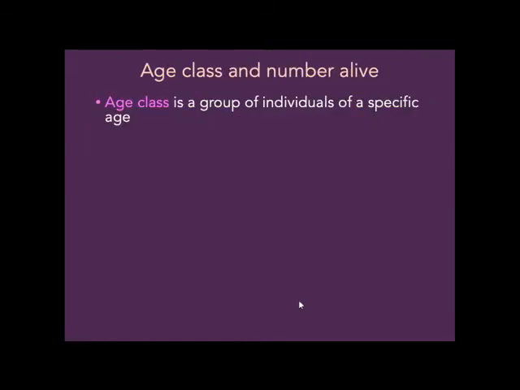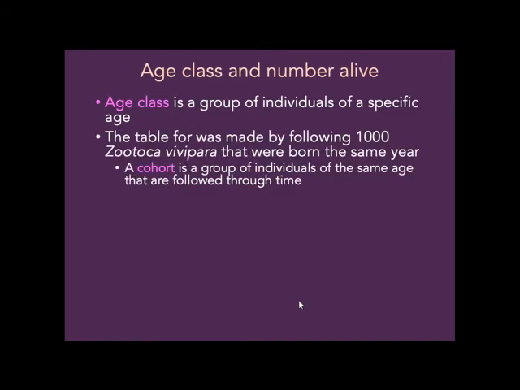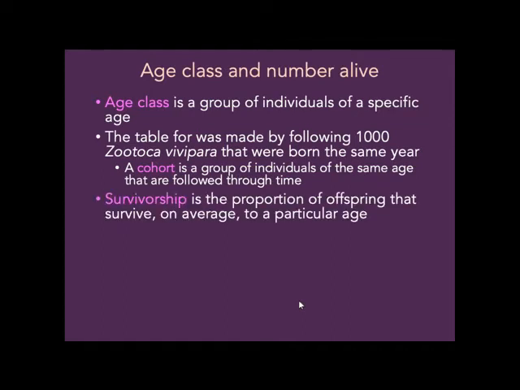Okay, so age class is the number of individuals of a specific age, right? And like we talked about, the table was made up of following 1,000 Zootoca vivipara that were born in the same year. And so we say that they're a cohort, a group of individuals of the same age that were followed through time.